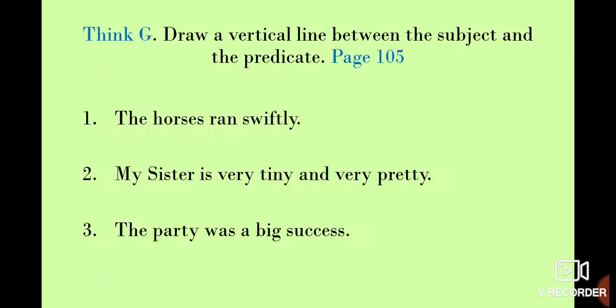Excellent. Okay, let's continue. Now, we draw a vertical line between the subject and the predicate. This is on page 105. Okay, the horses run swiftly. Okay, the horses is the subject and run swiftly is the predicate. Number 2, my sister is very tiny and very pretty. Okay, my sister is the subject and then we have the predicate. Number 3, the party is the subject. Was a big success. This one is the predicate.